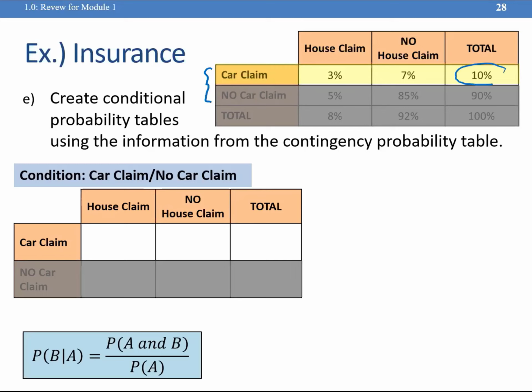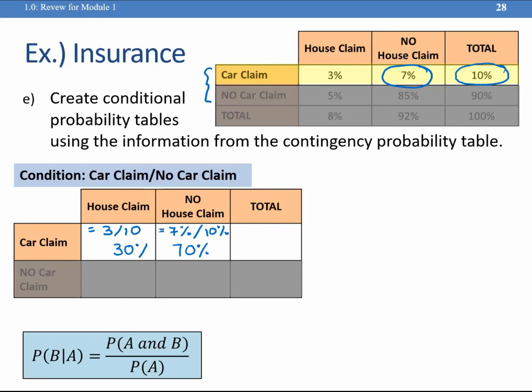So the probability of having a house claim, if you've already had a car claim, is going to be equal to 3 divided by 10. The 3% divided by the 10%, giving me 30%. Okay, and you do that in your Excel as well right now. Now, for no house claim, I would have the 7% divided by the 10%, giving me 70%.